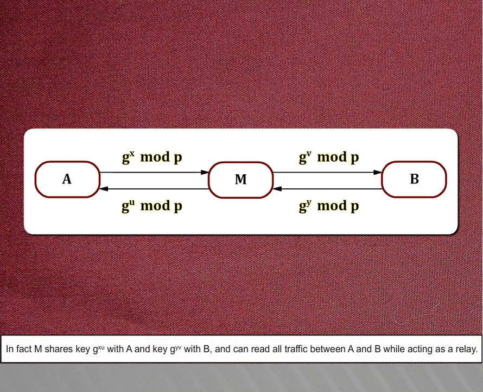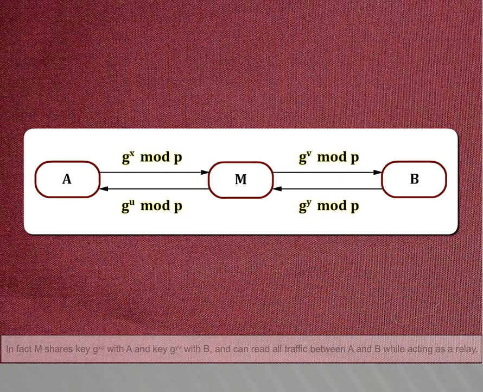In fact, M shares key g^(xu) with A and key g^(yv) with B, and can read all traffic between A and B while acting as a relay.